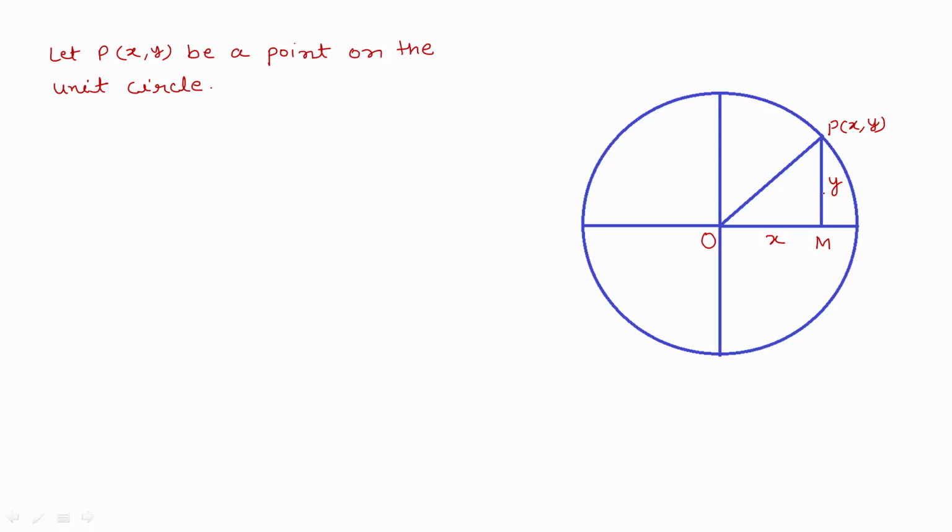Now from the definition of sine and cos, for triangle OPM, which is of course a right angle triangle, with angle theta with the x-axis, sin theta is equal to perpendicular upon hypotenuse, this is PM over OP, and cos theta is equal to base upon hypotenuse, OM over OP.